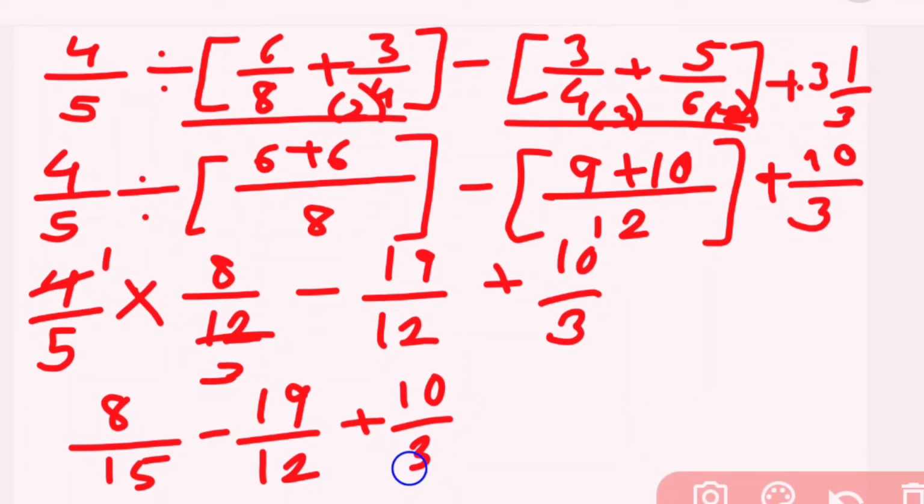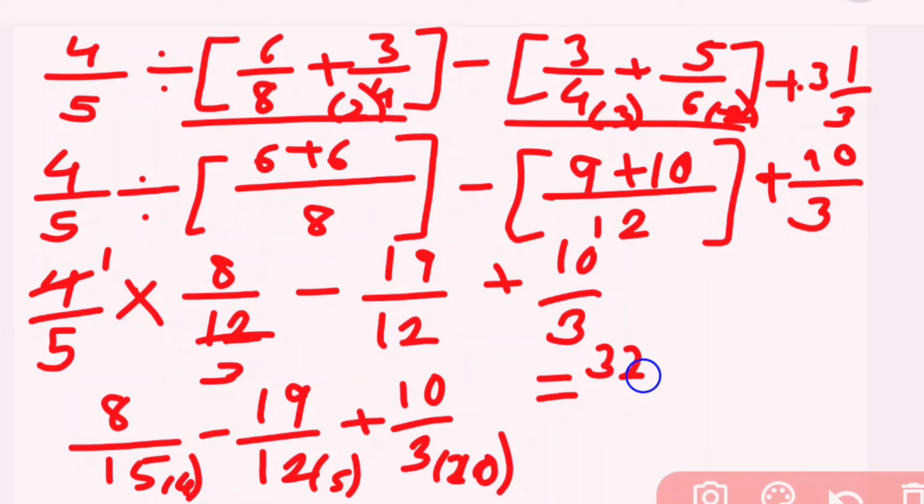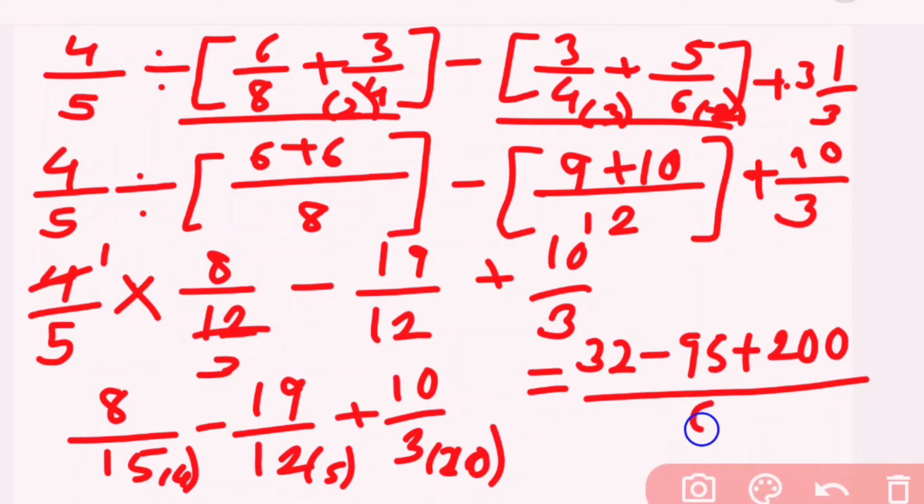So 8 1s are 8 and here 5 3s are 15, minus 19 by 12 plus 10 by 3. Now we make their denominators the same by finding the LCM. LCM is 60. So here we multiply by 4, here by 5 and here by 20. So 8 into 4 is 32, minus 19 into 5 is 95, plus 10 into 20 is 200, by 60. So our answer is 137 by 60.